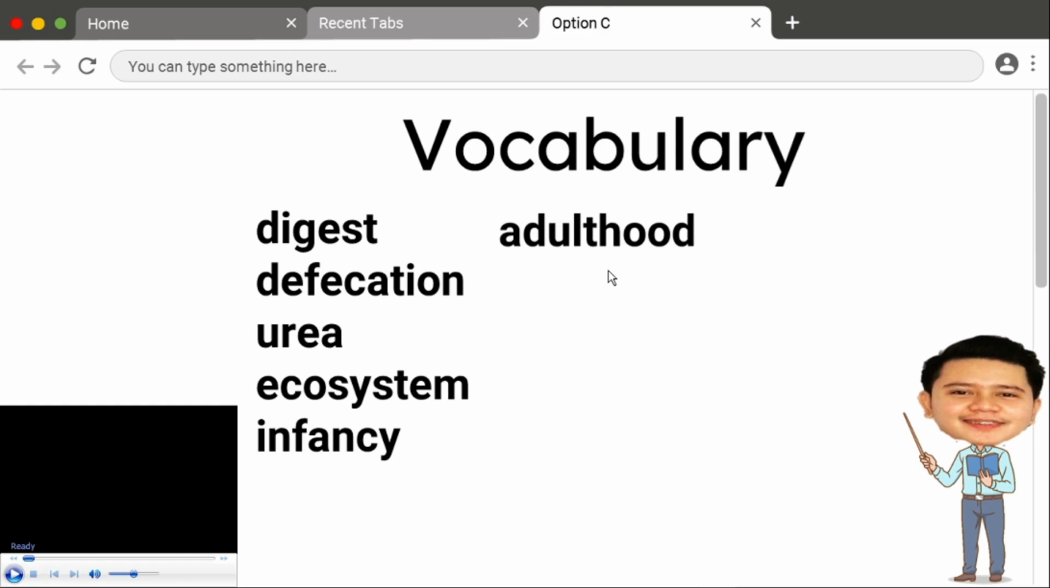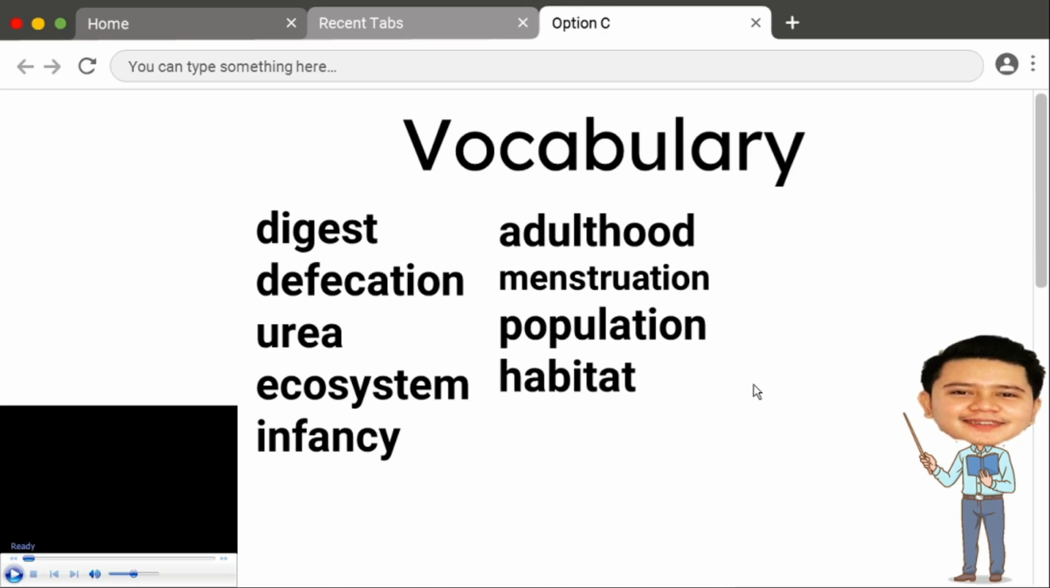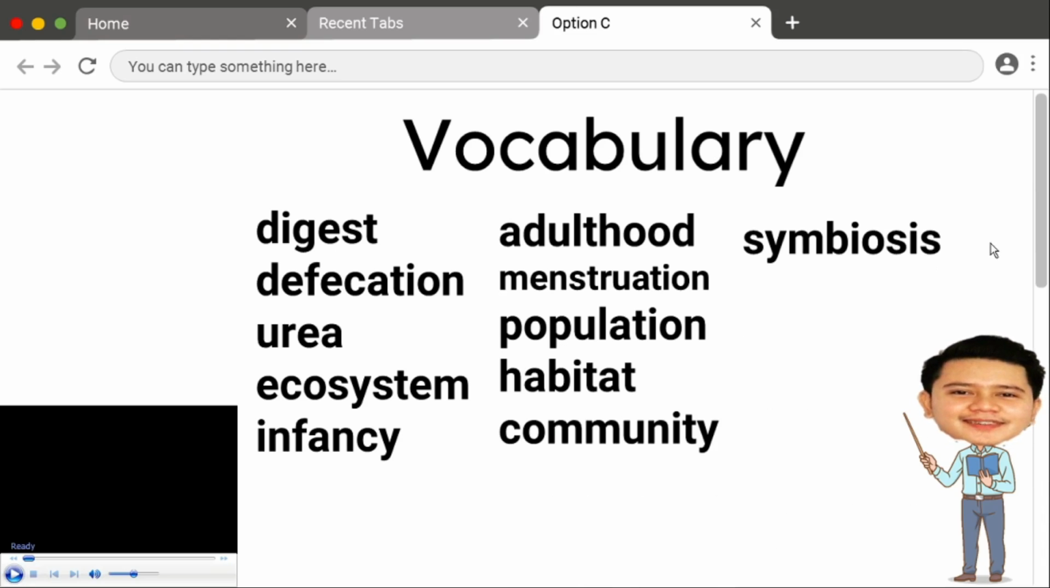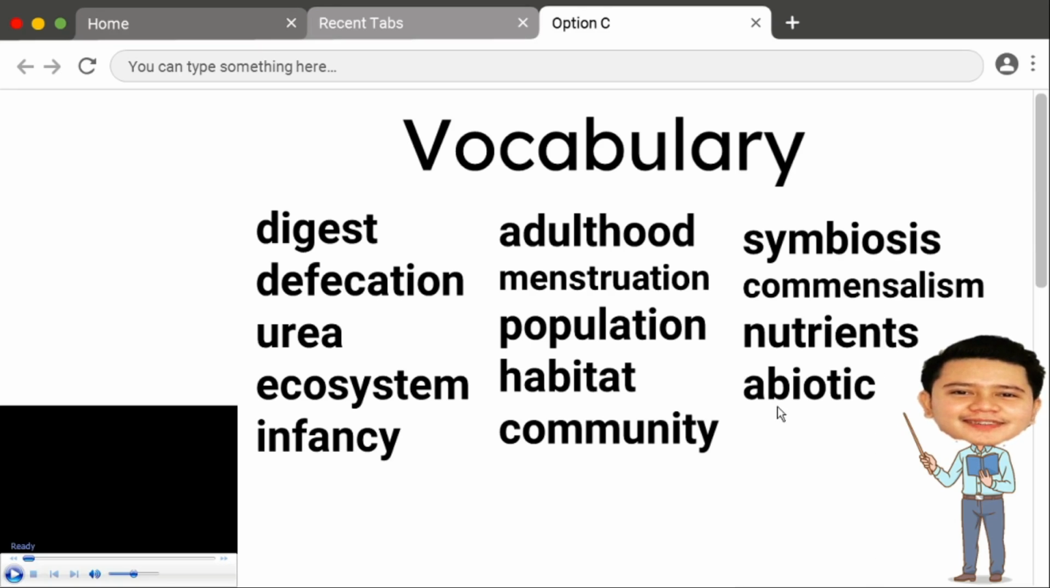Next we have adulthood. Menstruation. Population. Habitat. Community. Symbiosis. Commensalism. Nutrients. Abiotic. And substance. So once again, let us read all the vocabulary words.